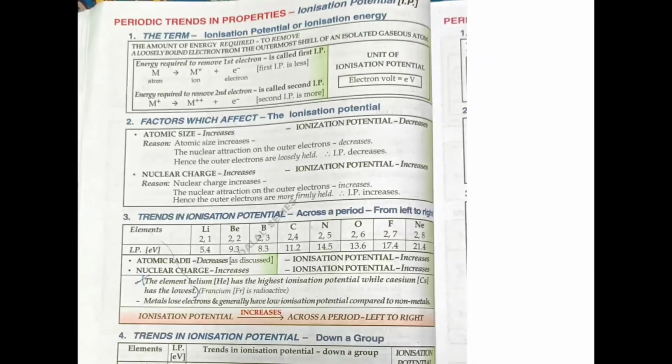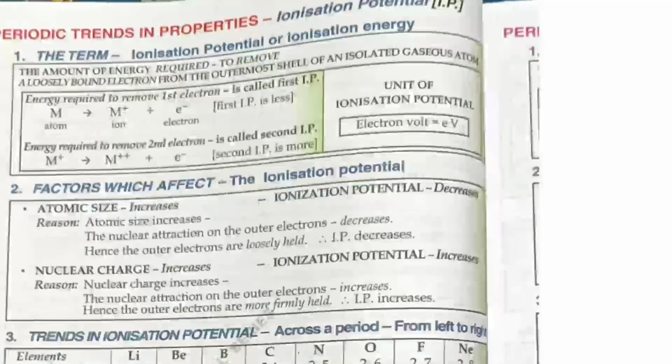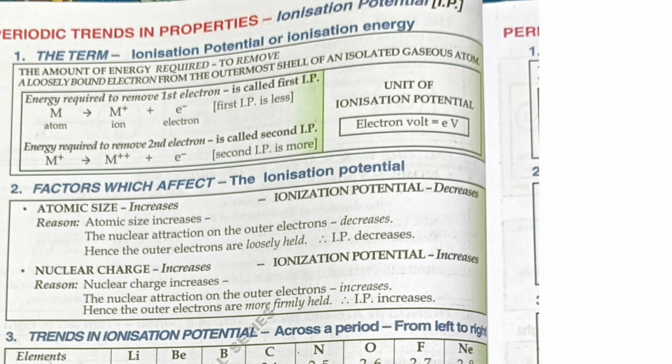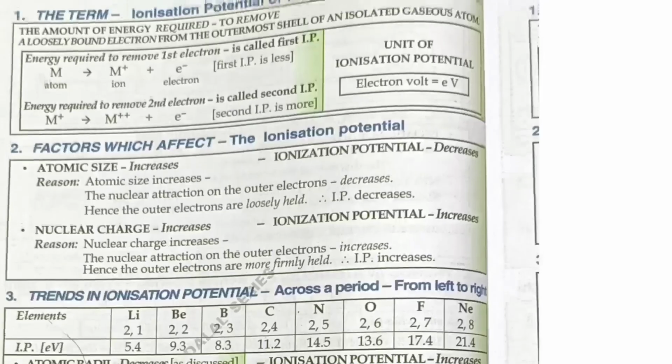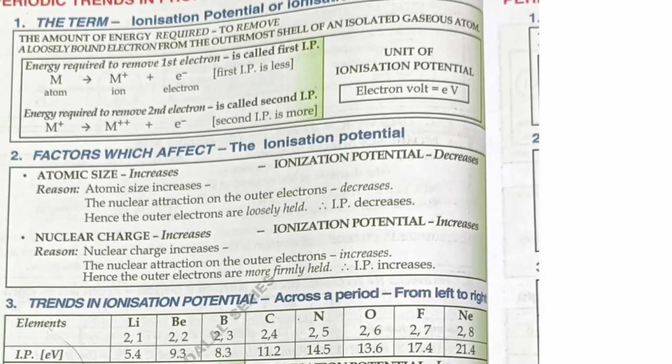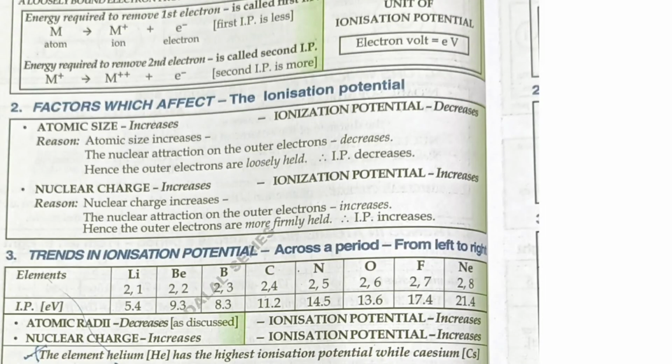The next factor is ionization potential or ionization energy. We already saw the definition: the amount of energy required to remove a loosely bound electron from the outermost shell of an isolated gaseous atom is known as ionization potential or ionization energy. We saw this reaction previously, and the unit of ionization potential is electron volt, that is eV.